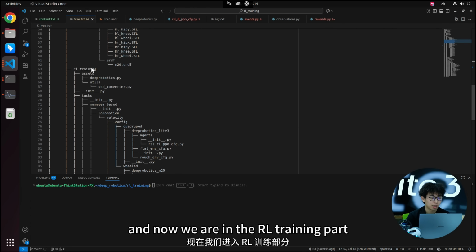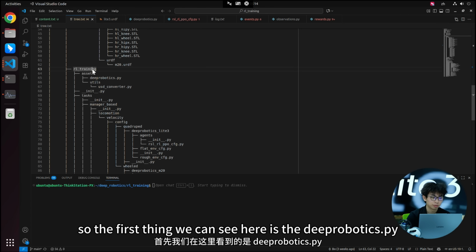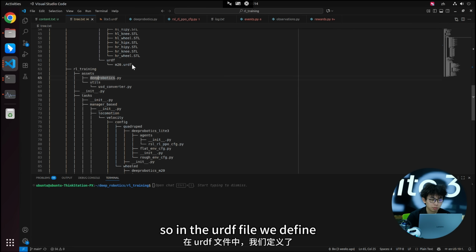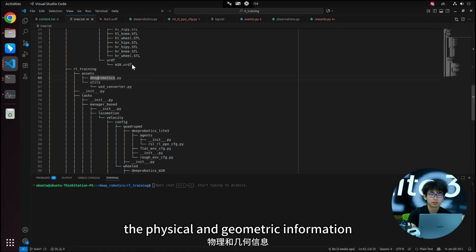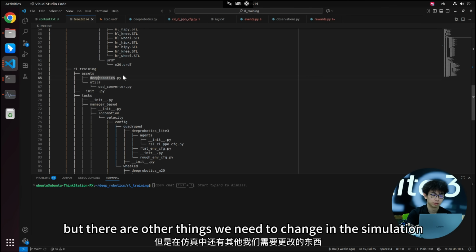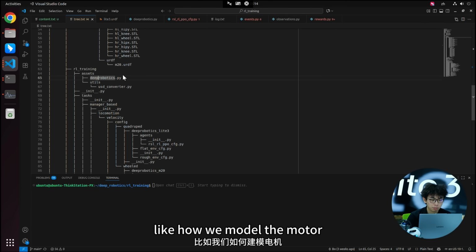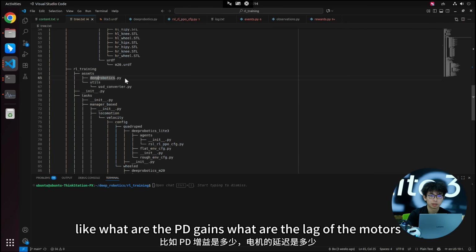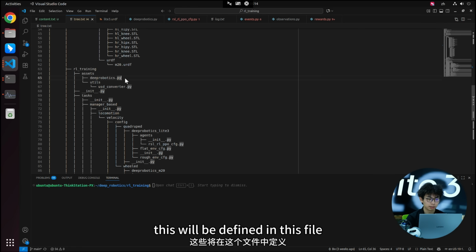And now we are in the IL training part. So the first thing we can see here is the deep robotics py. In the UIDF file, we define the physical and geometric information, but there are other things we need to change in the simulation. Like how we model the motor, what are the PD gains, what are the lag of the motors, this will be defined in this file.